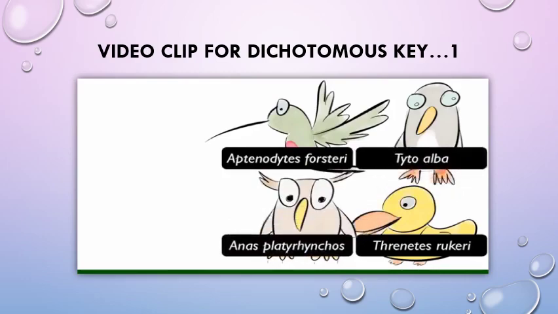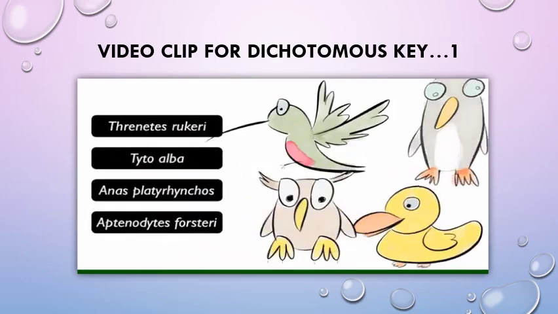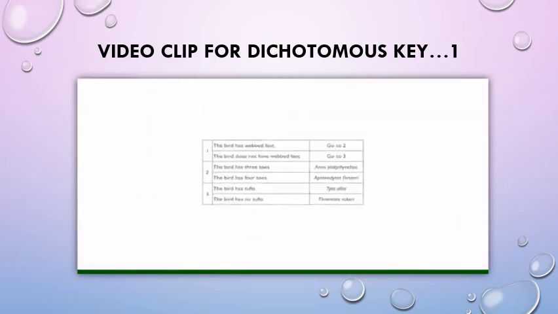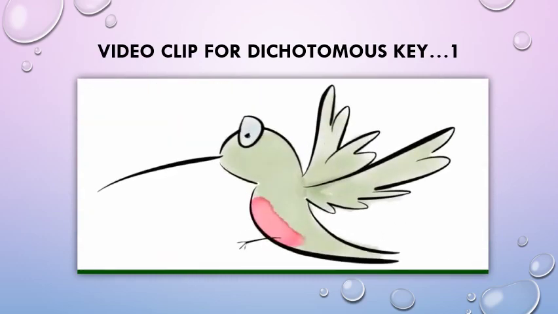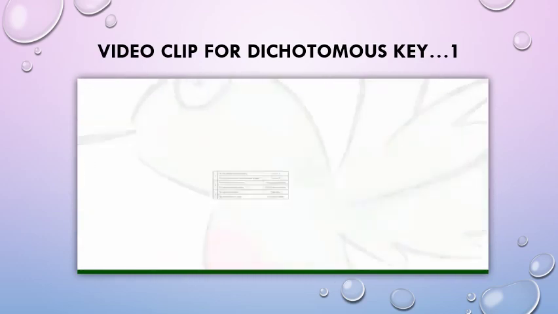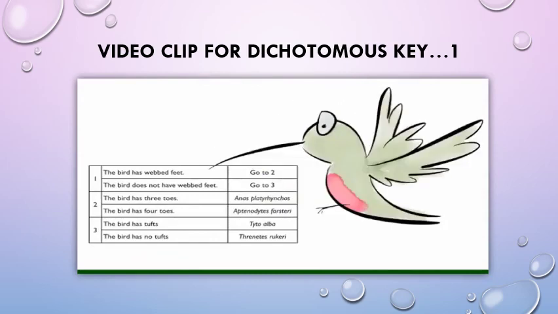Scientists have figured out a way to make a chart to help you better identify birds based on their characteristics. The chart is called a dichotomous key. Reading a dichotomous key is easy. Take a look at the hummingbird. To use a dichotomous key, start at number 1.